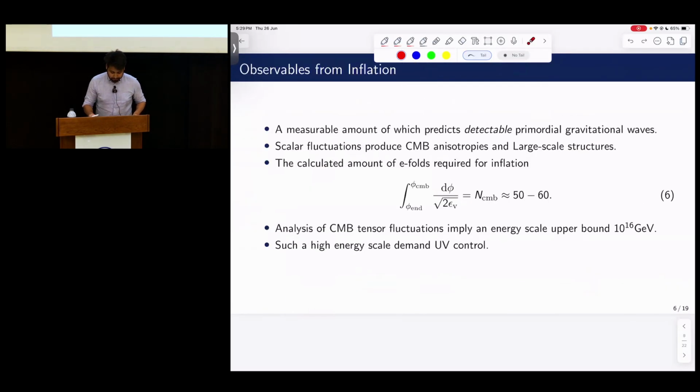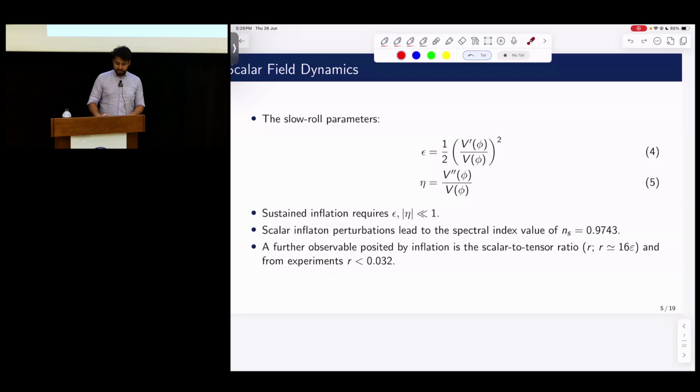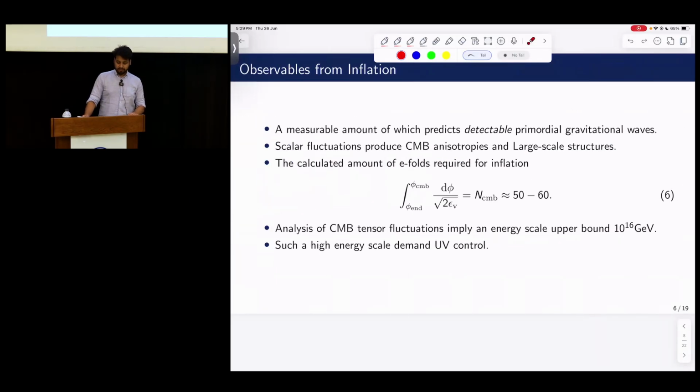Okay, so observables from inflation. This scalar to tensor ratio that I mentioned, a measurable amount of it would predict, like, detect primordial gravitational waves. It's gravitational waves from beyond the Big Bang, basically. And the scalar fluctuations actually produce the necessary CMB anisotropies that we're talking about, and lay the seed for the large-scale structures that we see today, basically. So there's a lot that's going on in that small period of time. It sets the background for a lot of things to come, as we see now.